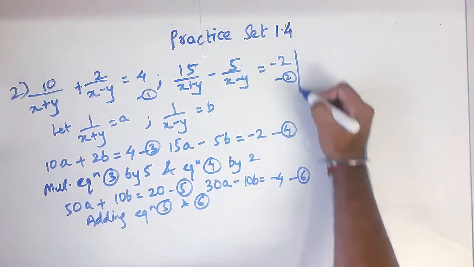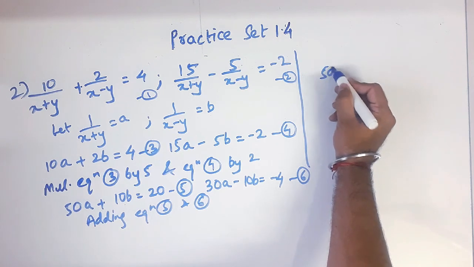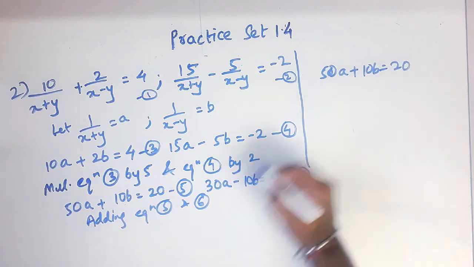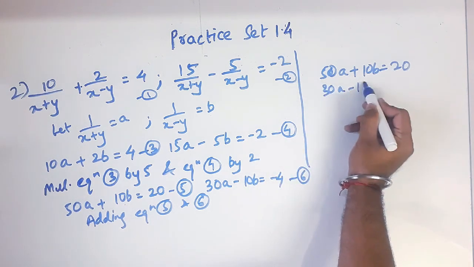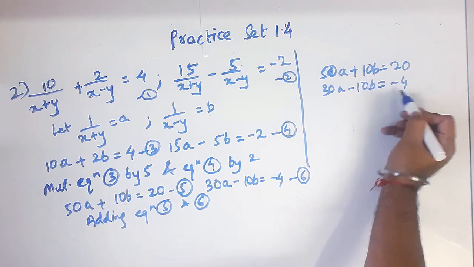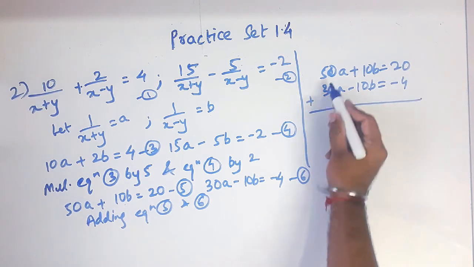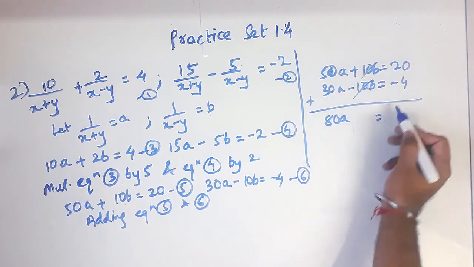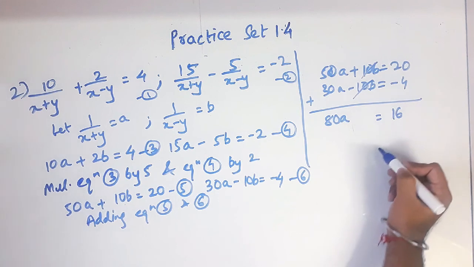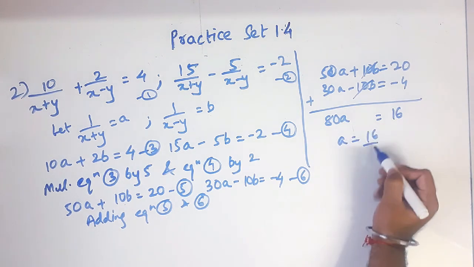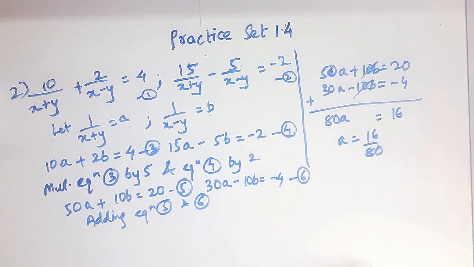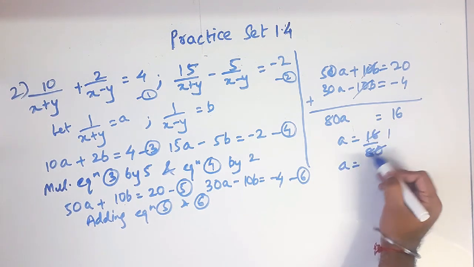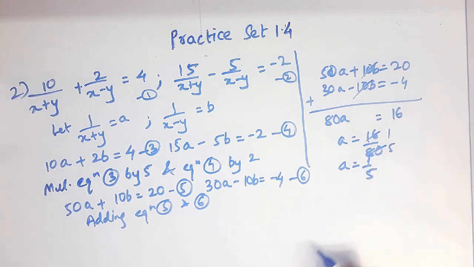So I'll write this: 50a plus 10b equals 20 and 30a minus 10b equals minus 4. If I add them, this will become 80a, this will get cancelled. Okay, this is what? 16. So a is equal to 16 by 80. 80 will go below. Okay, so a is equal to 1 upon 5.